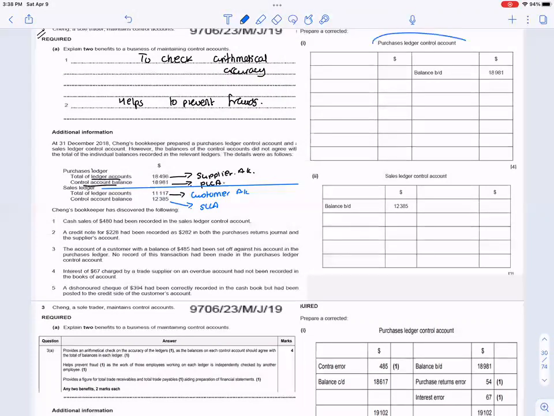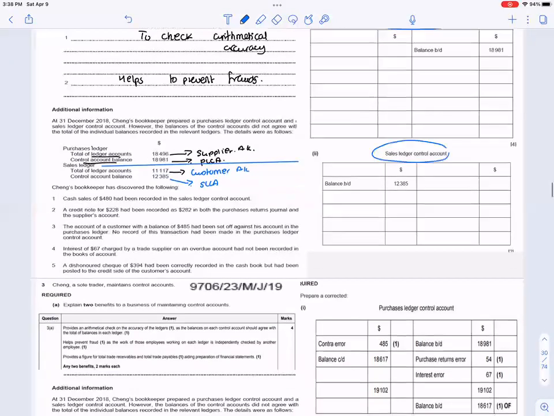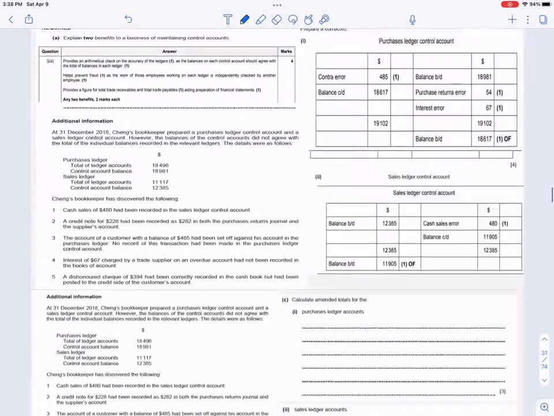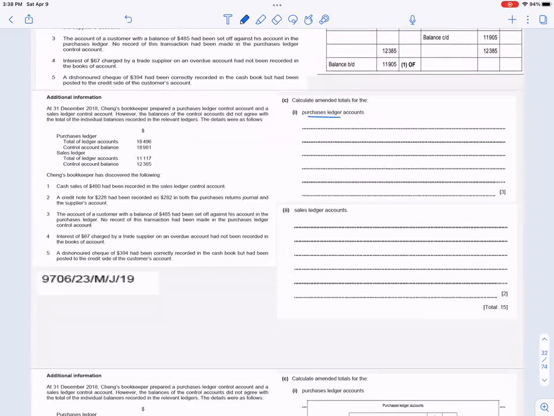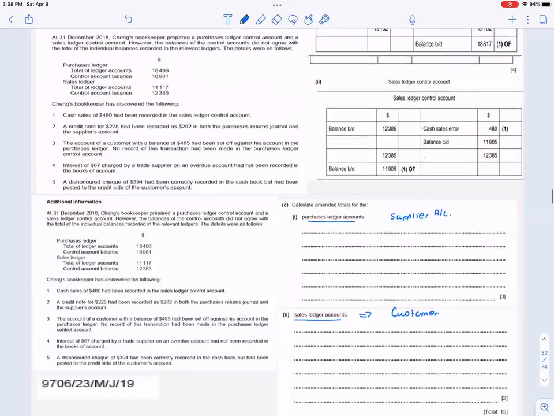Just see the requirement. They want us to prepare a PLCA and they want us to prepare an SLCA. Apart from this, they also want us to prepare purchase ledger accounts. What is purchase ledger account? Can you all tell me? Supplier account. Very good. And what is sales ledger account? Customer account. Apart from this, they also want me to prepare supplier account and customer account. Now you should be very careful as to what entry is coming over there. Okay?